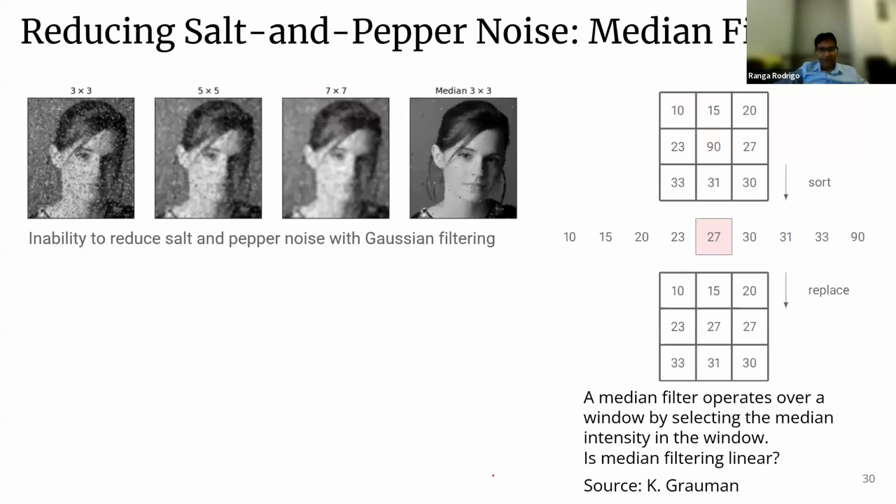Okay, that's about the Gaussian. Now let's look at the median filter. The median filter is very different from the Gaussian filter. This shows the inability of the Gaussian filter to reduce salt and pepper noise. Salt and pepper noise is like you have an image and you sprinkle salt and pepper, white and black dots, on it. That's salt and pepper noise. So this image has salt and pepper noise. I am smoothing with Gaussian filters of kernel 3 by 3, 5 by 5 and 7 by 7, and the noise is not reducing. But if I median filter with 3 by 3, the noise gets seriously reduced. So what is this median filter? That's the question.